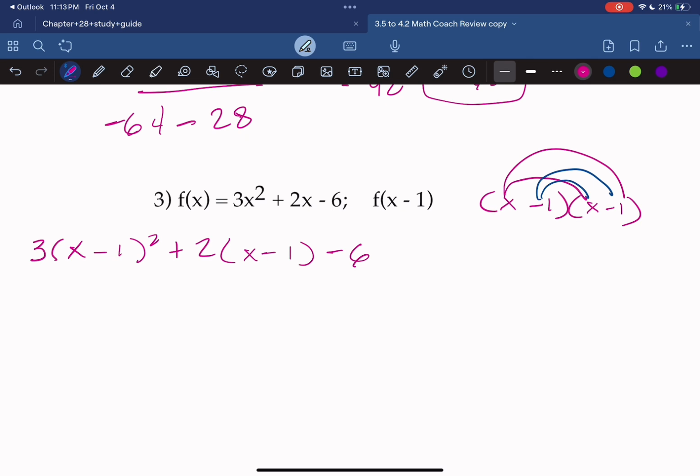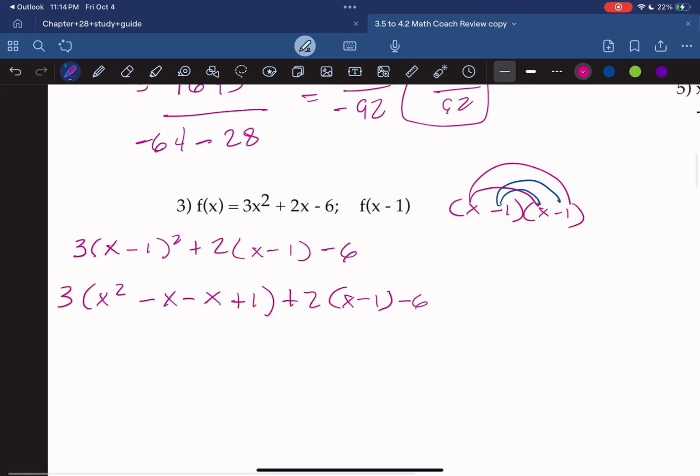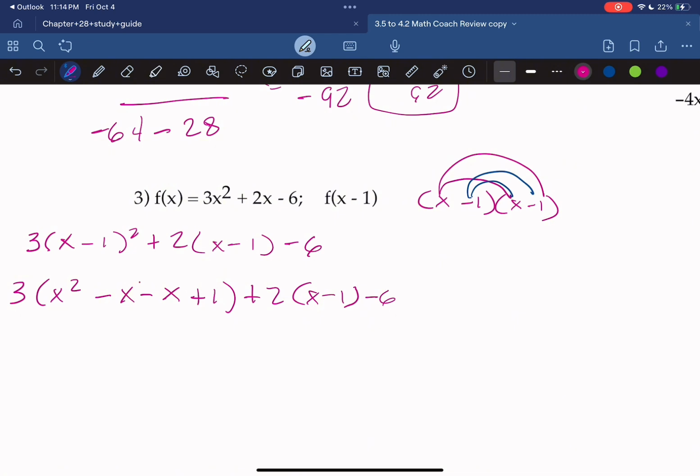So it's going to be 3 times x times x is going to be x squared. X times negative 1 is going to be negative 1x or negative x. Negative 1 times x is going to be negative x once again. And negative 1 times negative 1 is going to be positive 1. Plus 2 times x minus 1 minus 6. Now we multiply the 3 into the parentheses.